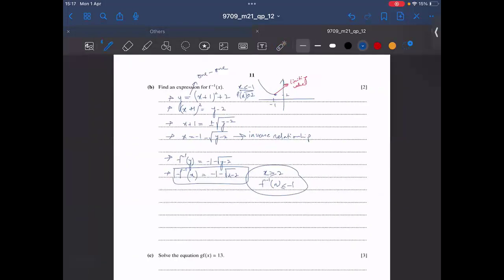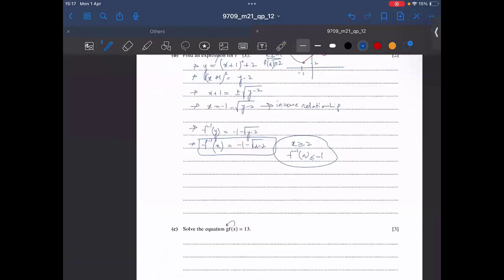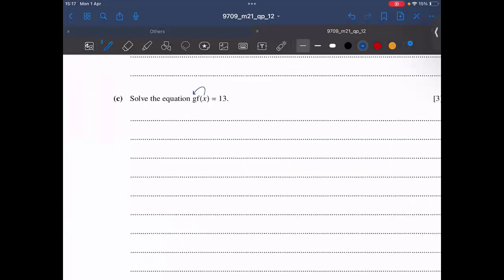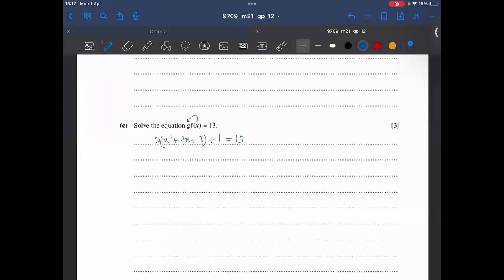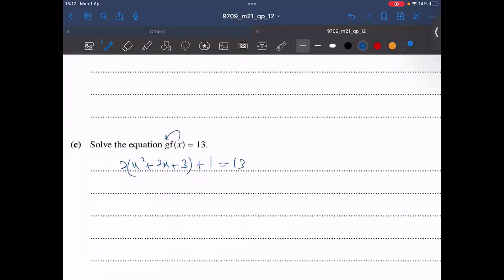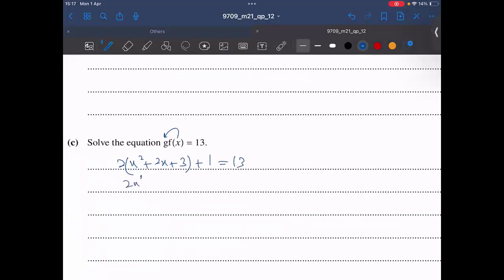Okay, and we have g f of x then. So we need to input f of x in g. So 2 times x square plus 2x plus 3, plus 1 equals 13. That's what we have. Plus 1, yeah. 2x square plus 4x plus 6 plus 1 minus 13 equal to 0.